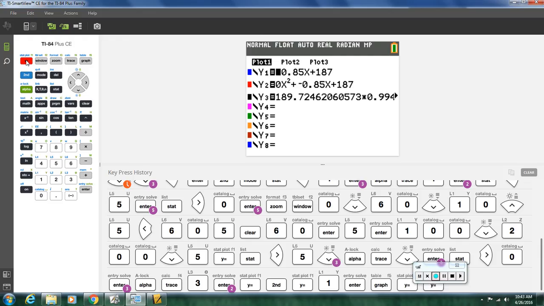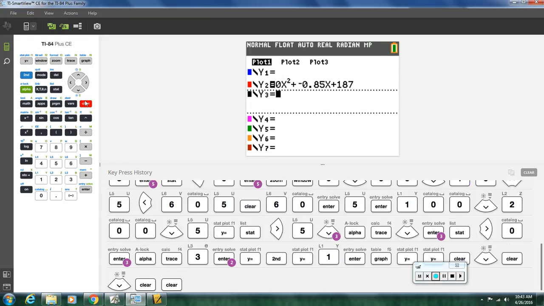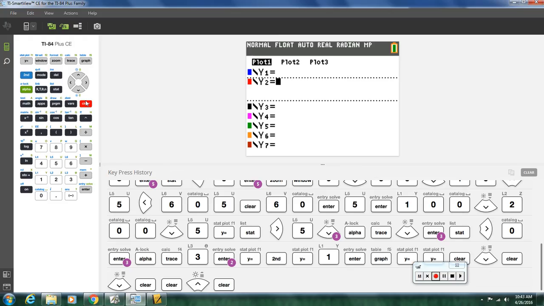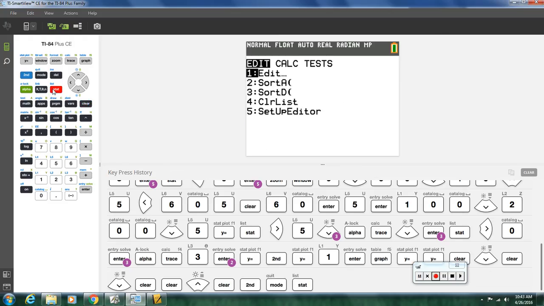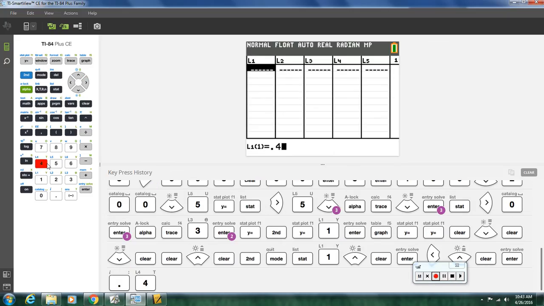Let's see. So go to y equals, clear everything out. Go back to stat and edit. Clear your tables. Don't delete. Clear and enter. Alright, so let's put these in here. So 0.4, 0.8, 1, and 1.2.